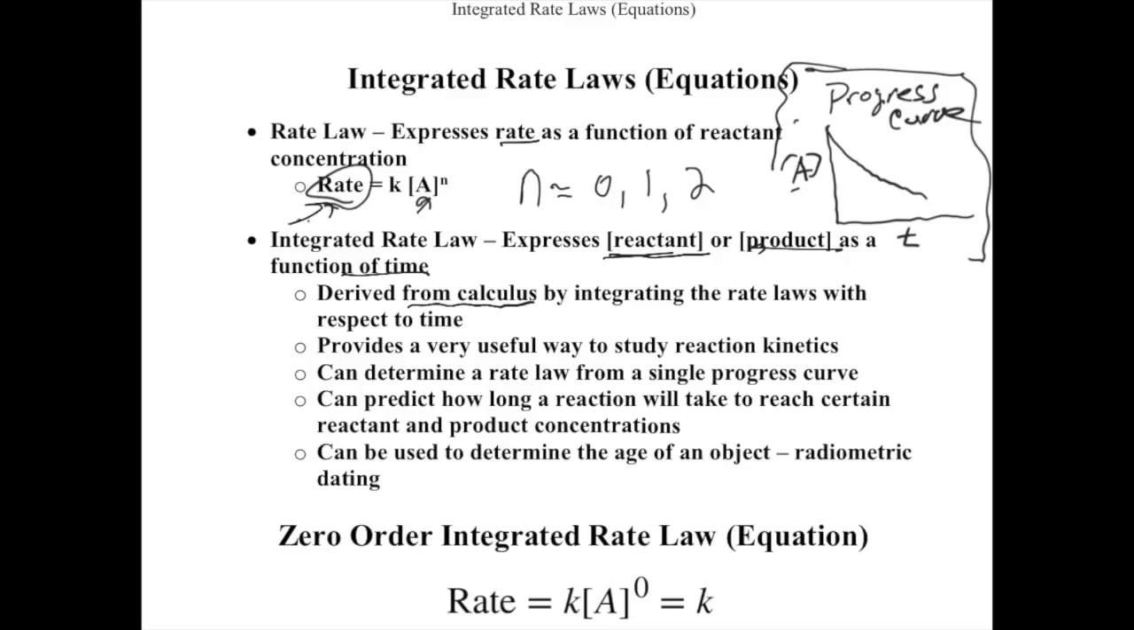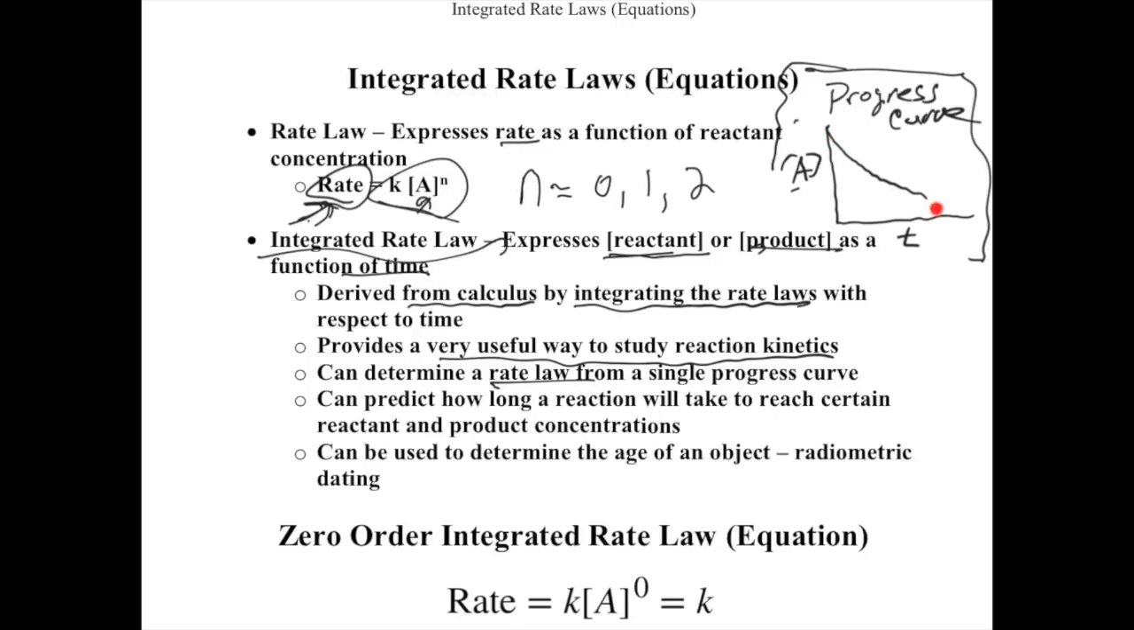And since this is a derivative, it turns out we could take each rate law and integrate it with respect to time. We're not going to do that in this class, but we're going to look at the products of doing so. That's what we call the integrated rate laws, or integrated rate equations. They give us a really nice way to study reaction kinetics. We can get information about the rate law from a single curve.